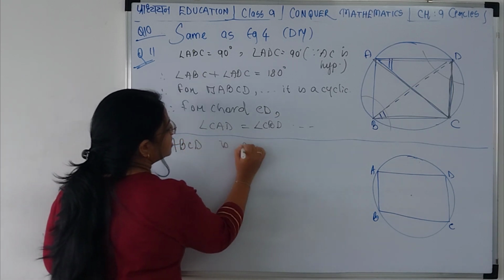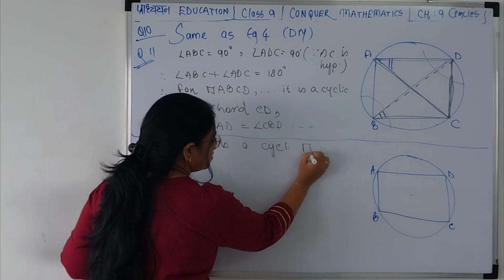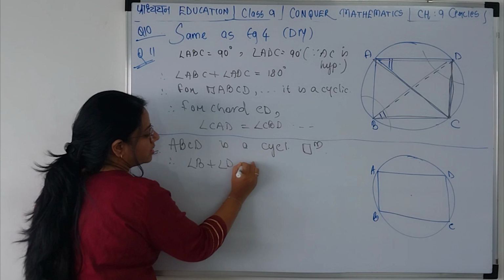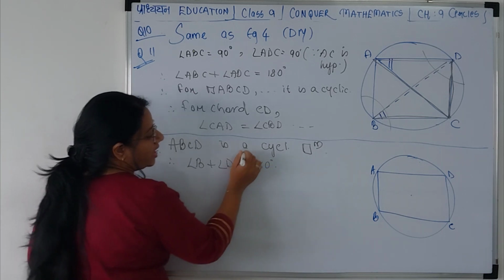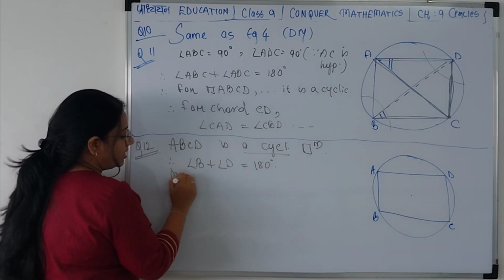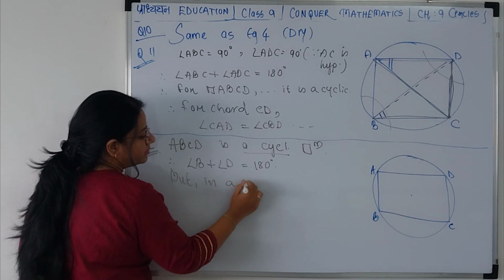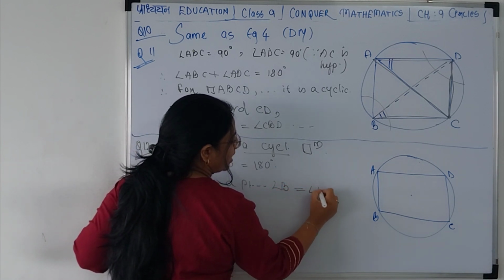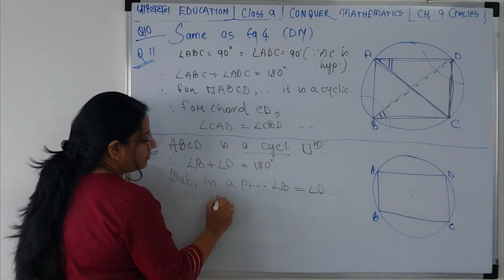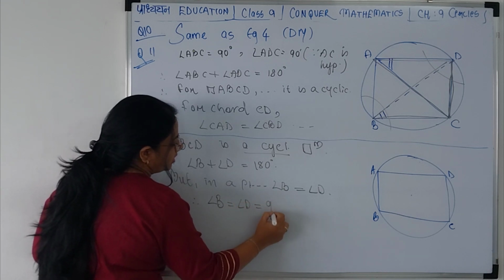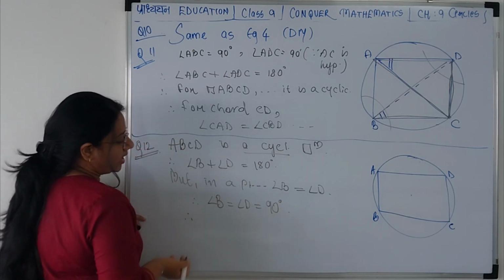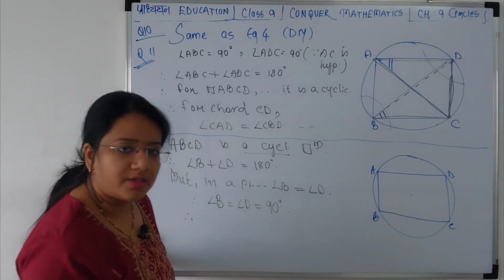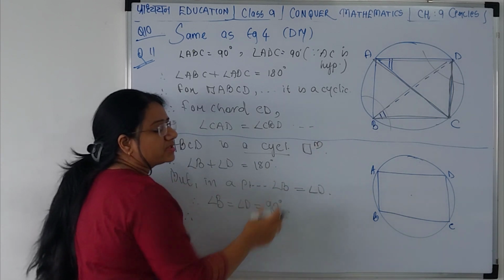Quadrilateral ABCD is a cyclic parallelogram. Therefore, angle B plus angle D is 180. ये यूज किया हमने cyclic quadrilateral का. But in a parallelogram, opposite angles are also equal. We can say angle B is equal to angle D. Therefore, we get angle B equal to angle D equal to 90 degrees each. Therefore, can I say that if one of the angles of a parallelogram is a right angle, then it is a rectangle. Therefore, ABCD is a rectangle.